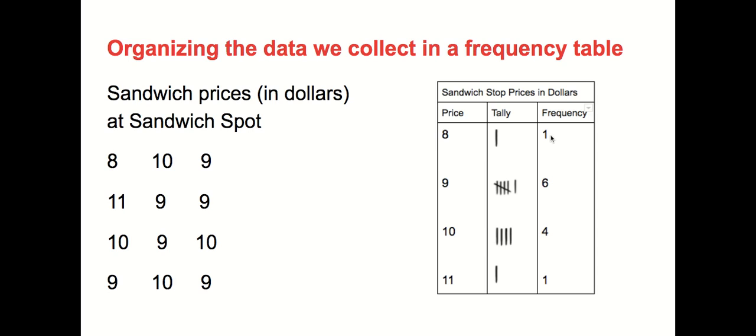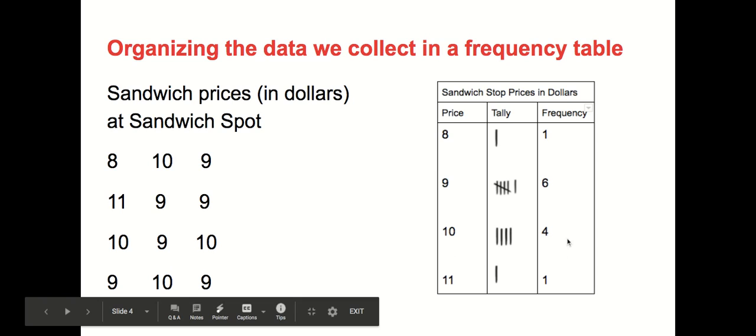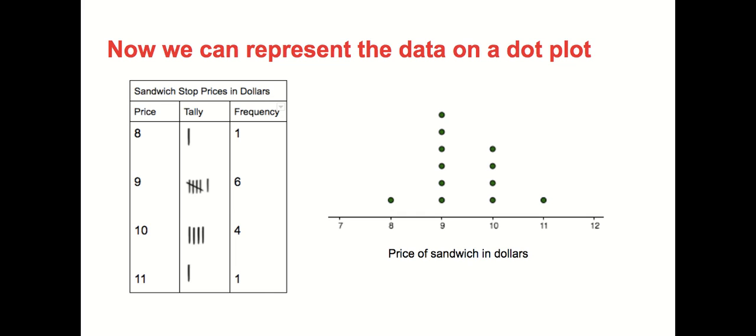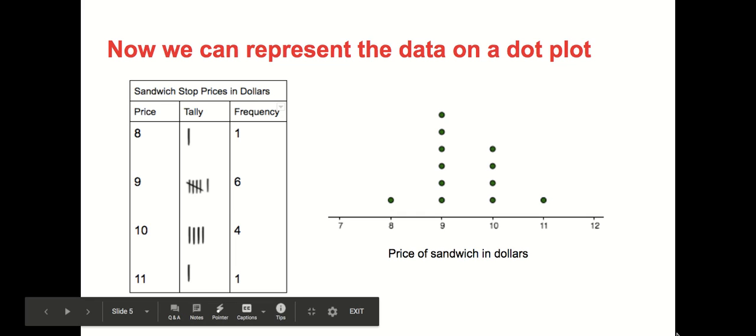So there was one sandwich sold for $8. 6 different sandwiches cost $9. 4 sandwiches cost $10 and 1 sandwich costs $11. So our frequency table helps us to see patterns in the data. And we can now arrange this data on a dot plot.